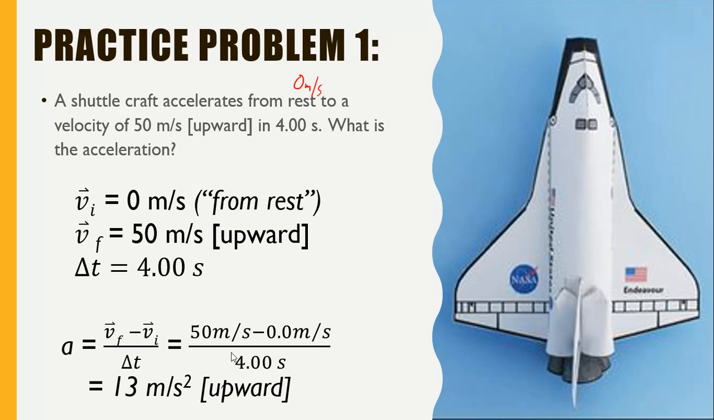Now, 2 sig digs, because my 50 meters per second has only 2 sig digs. Okay, it's speeding up, so it's a positive acceleration, and it's going upward. Okay, so 3 out of 3.